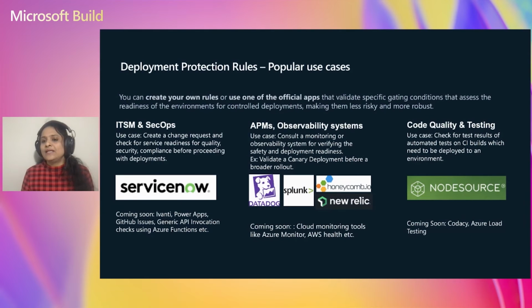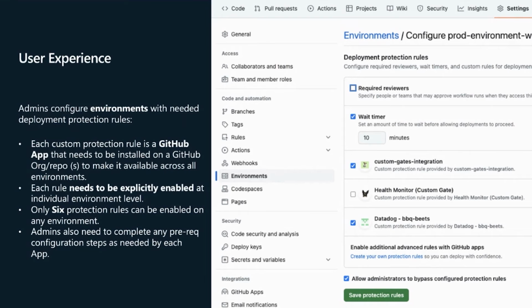We're also working with some of the code quality and testing partners who can help you check the test results of your automated tests on CI builds and then ensure that safe deployments are happening to your environment. Okay, let's look at the user experience for this.